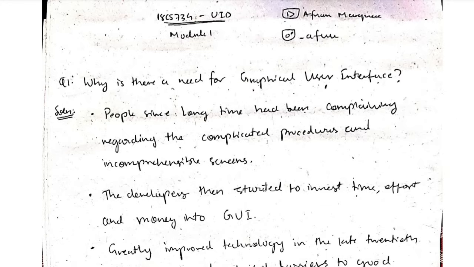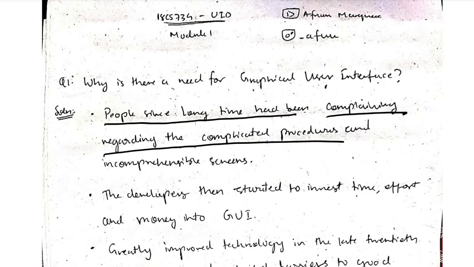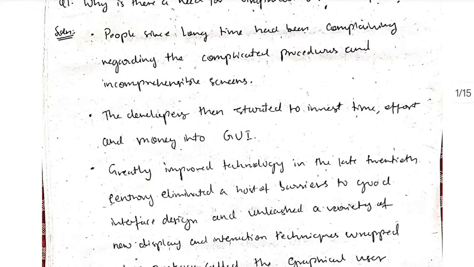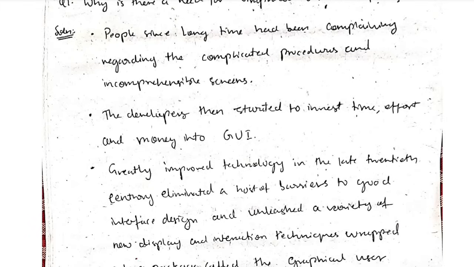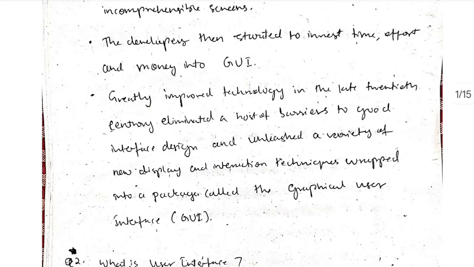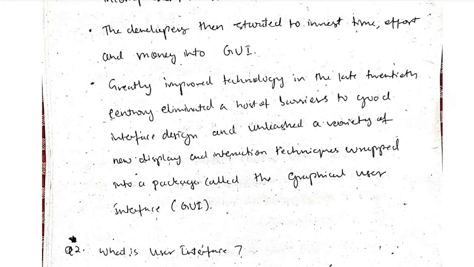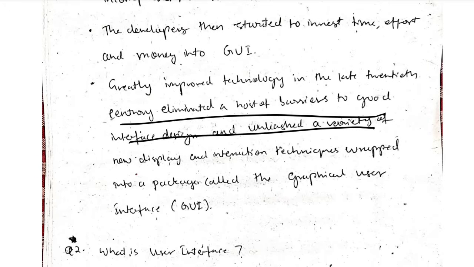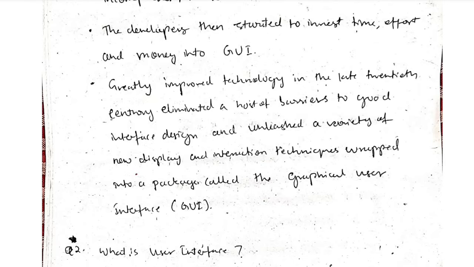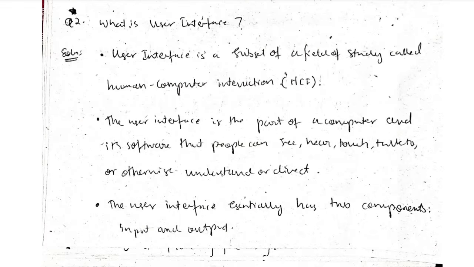It was very hard for people to interact. The first thing you will write is that people have long been complaining about complicated procedures and incomprehensible screens. It was very hard for them to access the screens and do things. So the developers invested their time, effort, and money in the GUI, the graphical user interface. After a lot of hard work, they invented the graphical user interface, in which interactive techniques were wrapped into a package. That was the need for the graphical user interface.